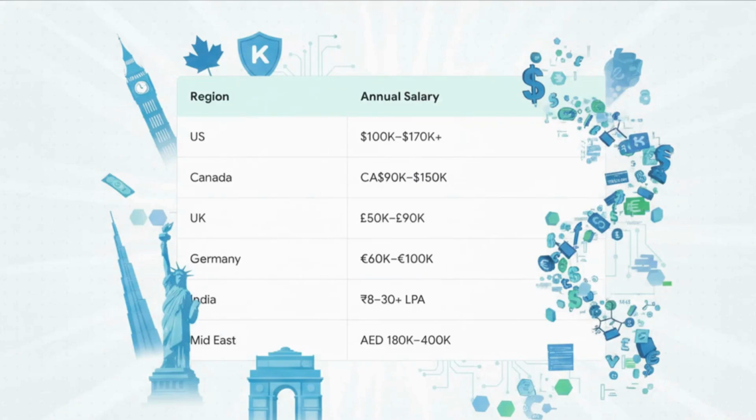And the compensation aggressively reflects that demand all across the globe. To put it in perspective, in the United States, typical annual salaries range from $100,000 to well over $170,000. In Canada, you're looking at $90,000 to $150,000 Canadian dollars. In the UK, it's £50,000 to £90,000. Germany sees 60 to 100,000 euros. In India, salaries range from 8 to over 30 lakhs per annum, and in the Middle East, 180,000 to 400,000 dirhams. I mean, the return on investment for those 2 hours of high-pressure testing is basically undeniable.